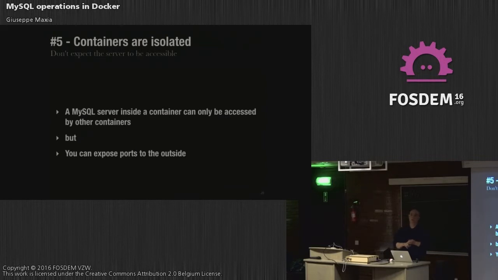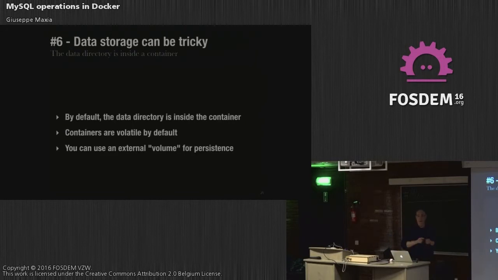Containers are isolated. I mentioned before that they are less isolated than virtual machines, but they are nonetheless isolated. It means that you cannot access a container from the host operating system unless you take steps to do that. So a container will only communicate with other containers. Data storage can be tricky. By default, the container will have the data inside the container itself. And since containers are designed to be volatile, to be used and eventually disappear, you should be prepared for this case. Keeping the data inside the container might not be the right thing to do. So there is a technique to do something different, and I will show that at the end.